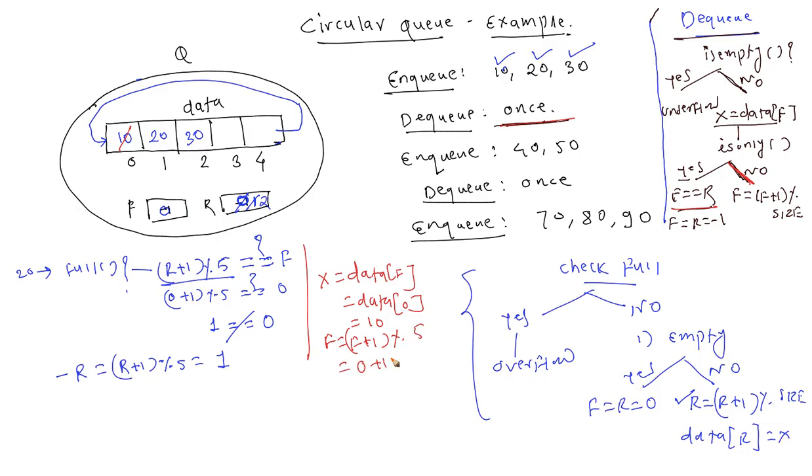So 0 plus 1 mod 5. So 1 mod 5 is 1, right? So remainder is 1. So F is incremented by 1. And though we are using circular formula, I said till this point, if you increment, that will be similar to the linear increment, right? So after performing one DQ, we have this situation where F is 1, R is 2.